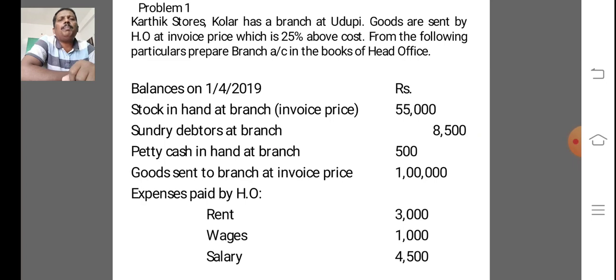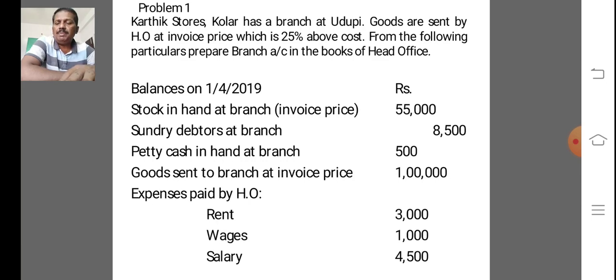Next, I am taking one problem. Karthik Stores, Kolar, has a branch at Udupi. Goods are sent by head office at invoice price, which is 25% above the cost. From the following particulars, prepare branch account in the books of head office.